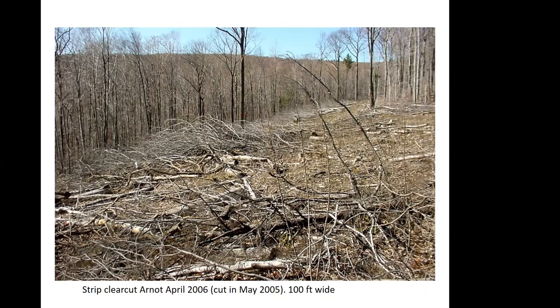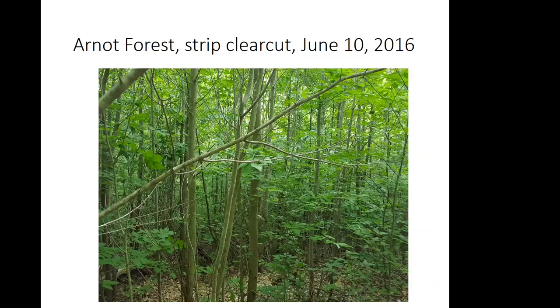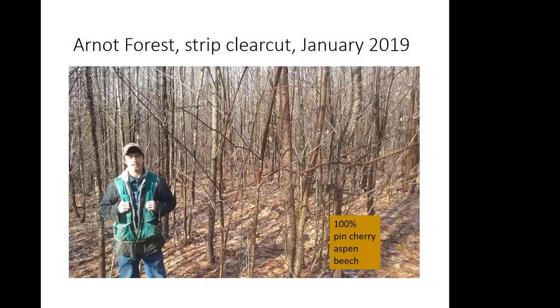And the expectation was that we would get seed rain from the adjoining edges that would establish in these clear cuts. So we came in, it was cut in 2005, this was 2006. 10 years later, this is what it looks like. For those of you good with your tree ID, you'll recognize in this picture, we have some aspen and some birch. And then we went in a year ago and we have 100% pin cherry, aspen, and beech. So clear cutting was a reasonable strategy to use here. I'll say in a theoretical way, but the outcome, the reality was it failed.